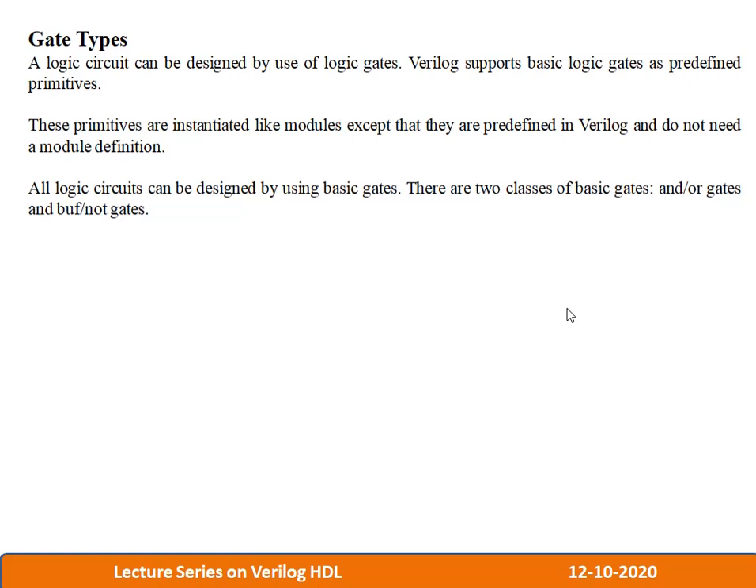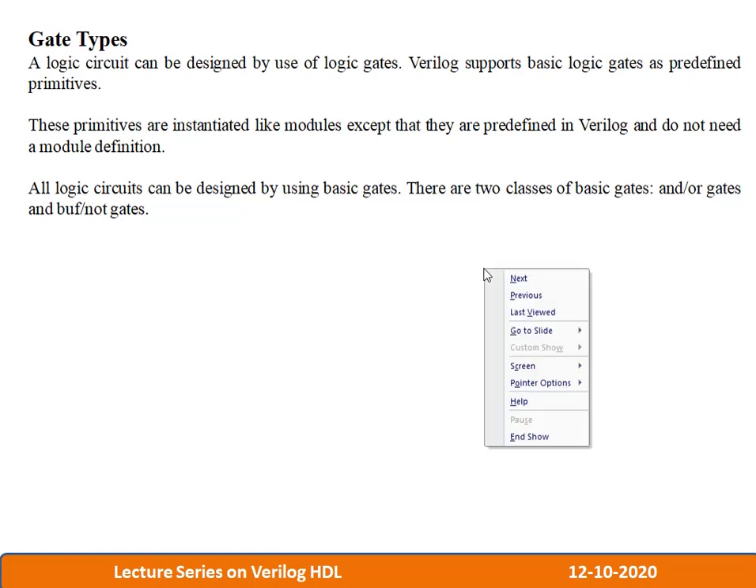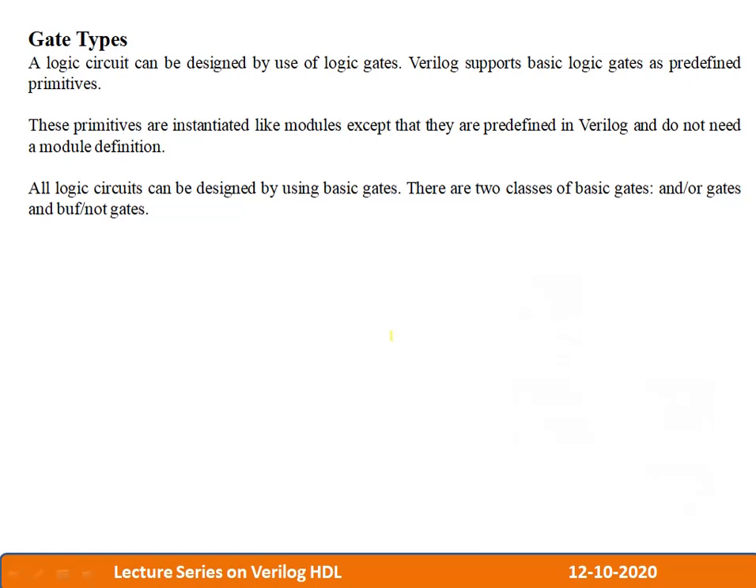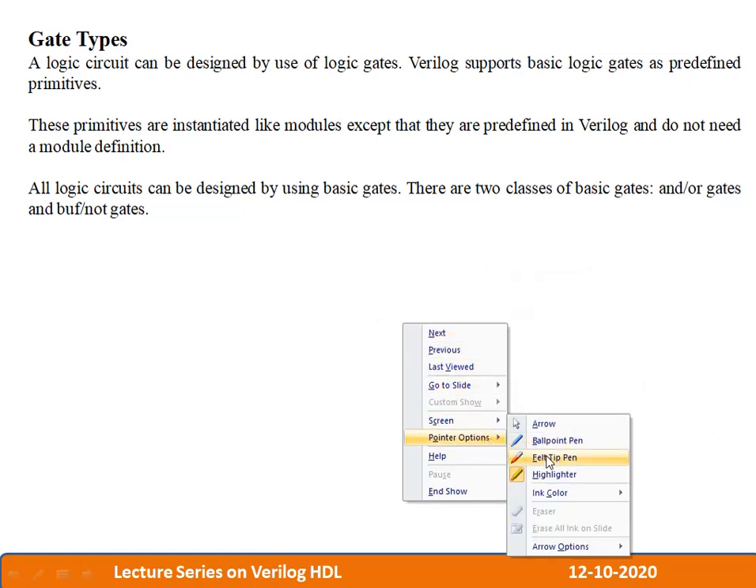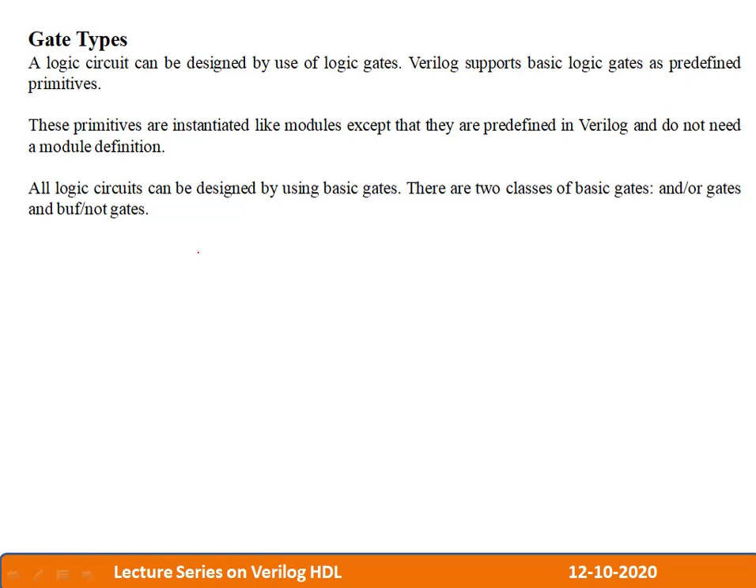Before proceeding with respect to all the gate primitives, let's try to understand what the different gate types are that are available in Verilog HDL. A logic circuit can be designed by using different logic gates, and Verilog supports different basic logic gates as predefined primitives. In the sense, we can create our own gates, or we can use the gates that are already available in the Verilog language. These primitives are instantiated like any other modules, except that they are predefined in Verilog and do not need a module definition. Now we'll focus more on this particular aspect: what exactly we mean by they don't require a module definition.